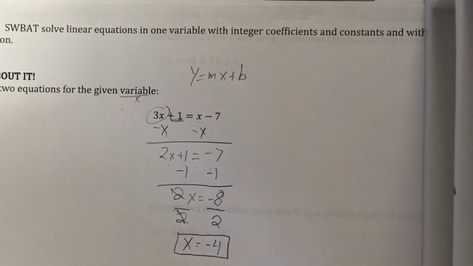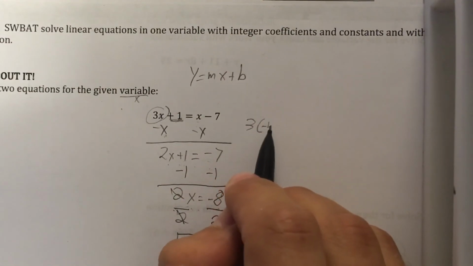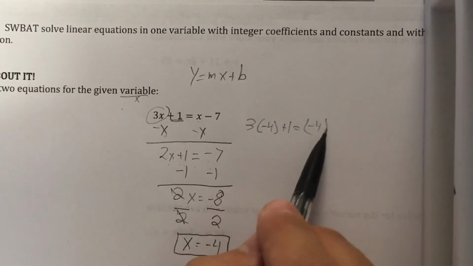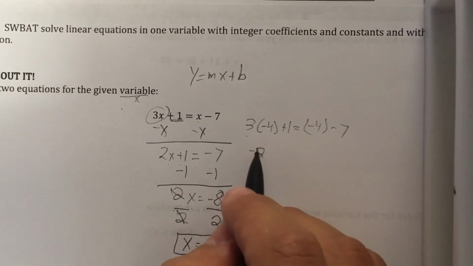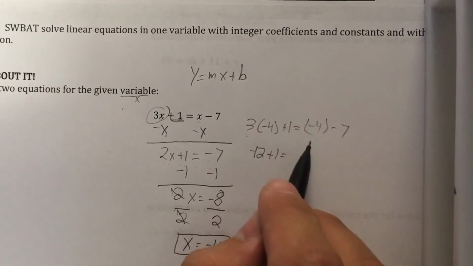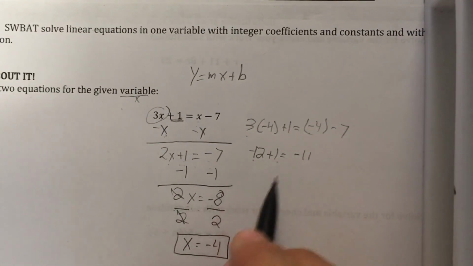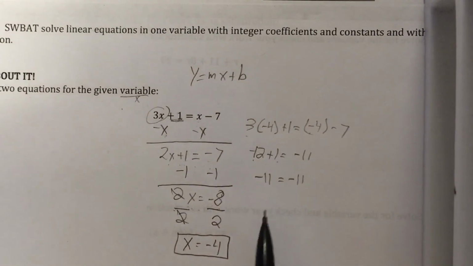Now to check your work, you're going to substitute negative 4 for x into our original equation, so we could rewrite this as 3 times negative 4 plus 1 equals negative 4 minus 7. 3 times negative 4 gives us negative 12 plus 1 equals negative 4 minus 7 is negative 11. Negative 12 plus 1 equals negative 11. On this side is still negative 11. So we're left with negative 11 equals negative 11, telling us that our solution was correct.